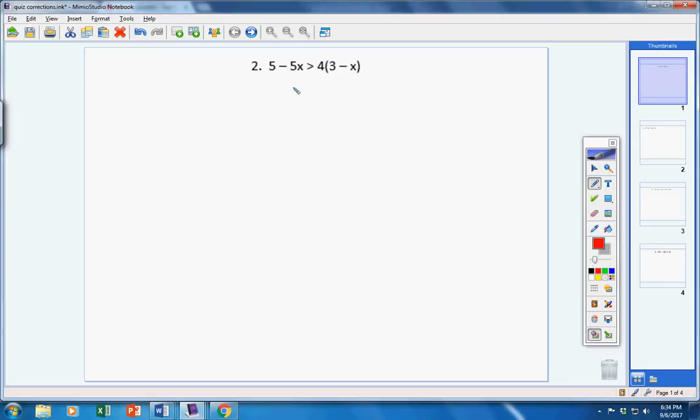Okay, if you'll look at your quiz, please, number 5, your work. You have 5 minus 5x, which is fine. Less than, then you have 7 minus 4x. Now here's the problem. 4 times x, Haley, is 4x. That's fine, but look, Haley, 4 times 3 isn't 7, it'd be 12, okay?